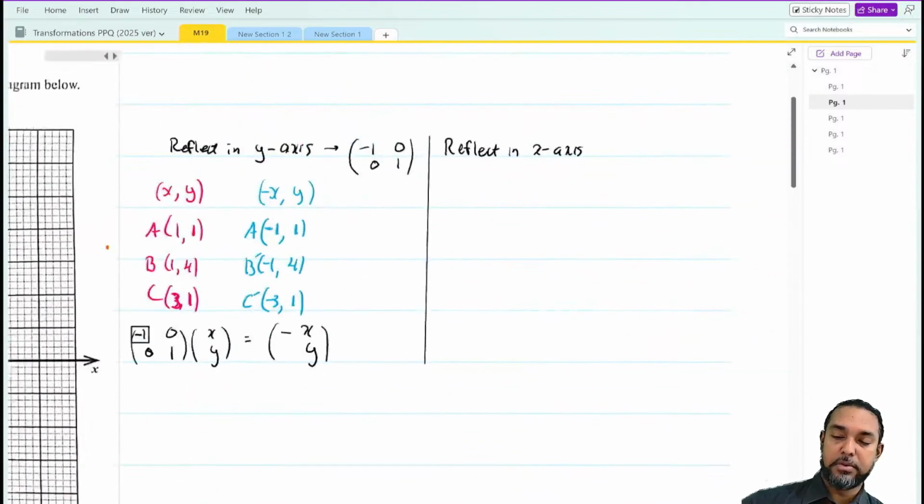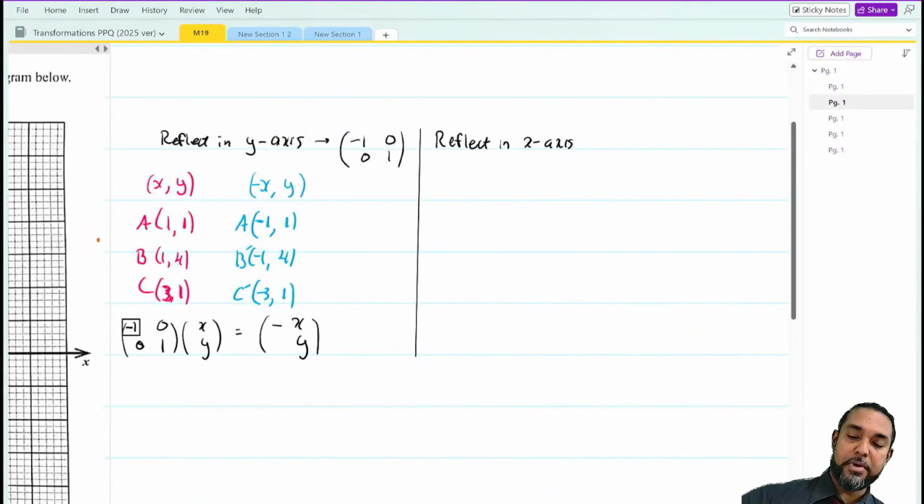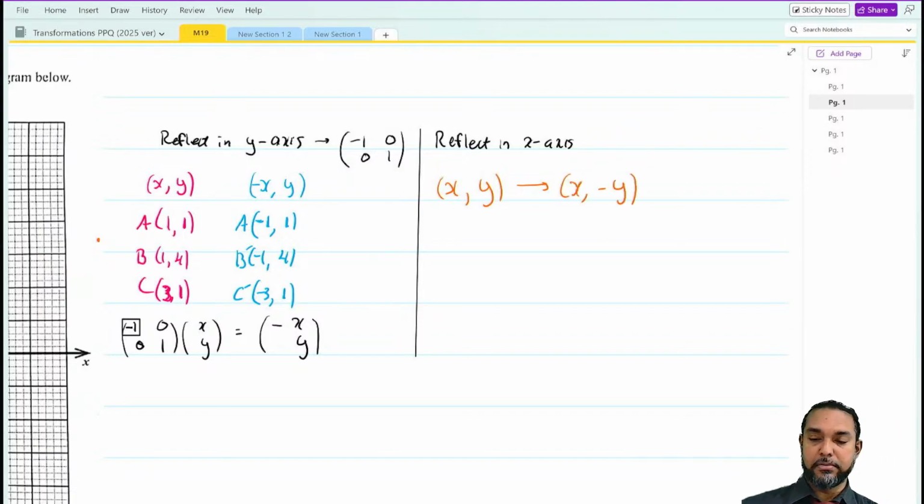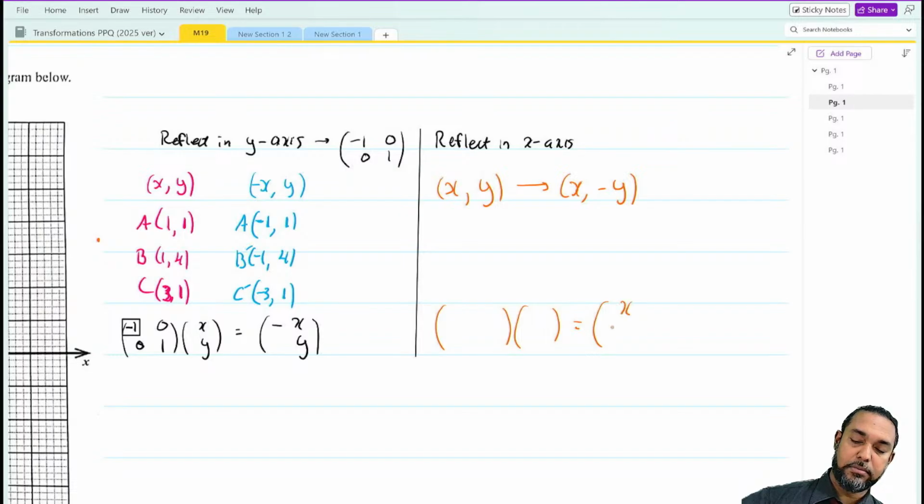What would happen here is when you're reflecting in the x-axis, you go from positive x and positive y to positive x and negative y. What do you think the matrix would be? One, 0, 0 minus 1.